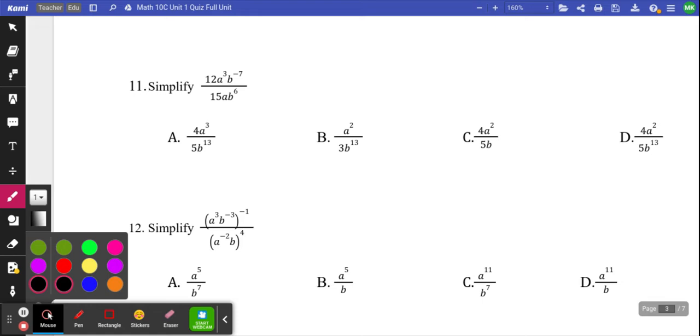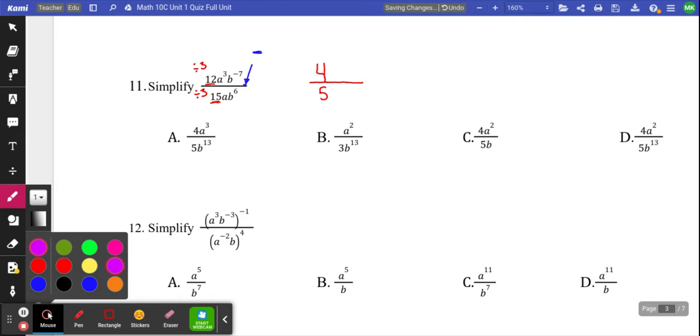We're dividing. That means divide, right? So it means we're going to subtract exponents. We're going to start with our coefficients, though. When you have two coefficients, you find a number that can divide into both of them. They both can divide by 3. 12 divided by 3 is 4. 15 divided by 3 is 5.